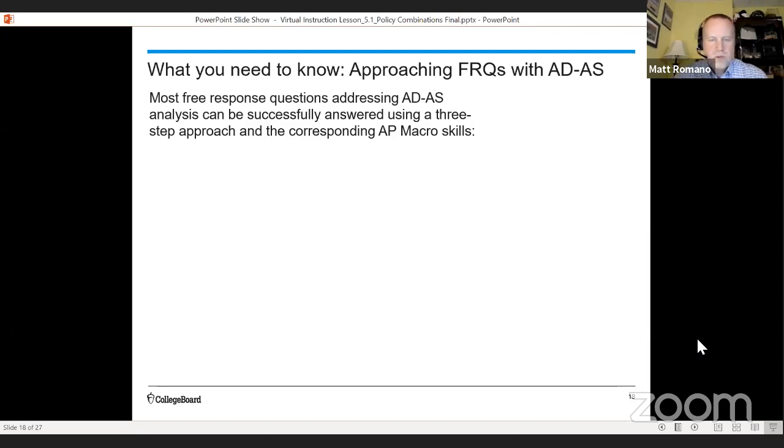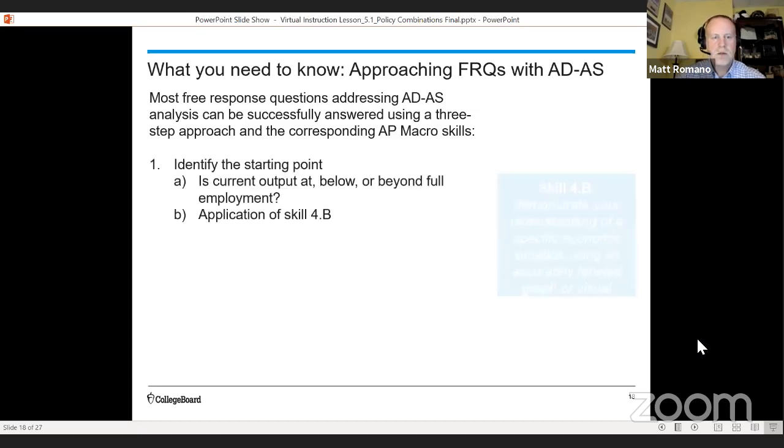Most free response questions that use ADVAS can be answered with a very simple three-step process. In doing so, you're going to use corresponding skills of AP Macroeconomics. These are skills that you can find in our course and exam description. The 3 steps we've essentially just walked through, I just wanted to review one last time, to give you a little bit of a pointer when you're approaching these questions. How might you best approach them?